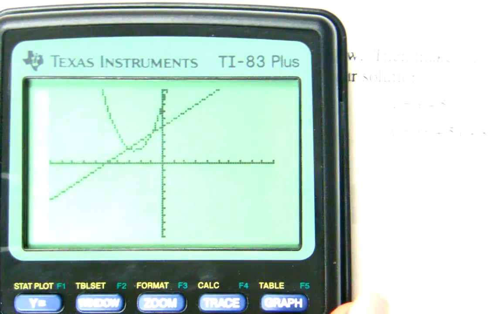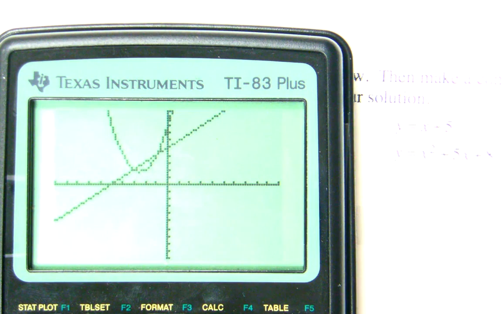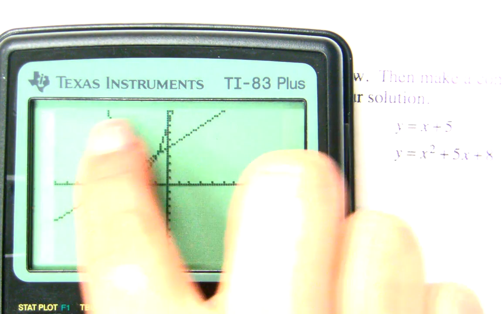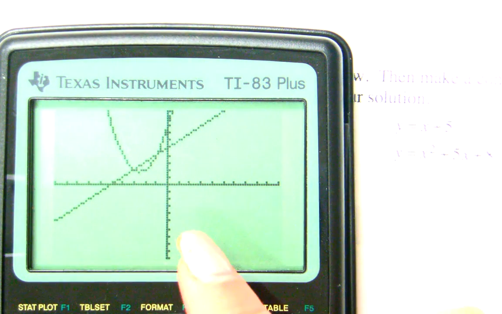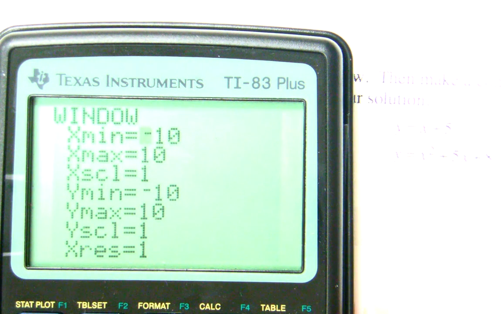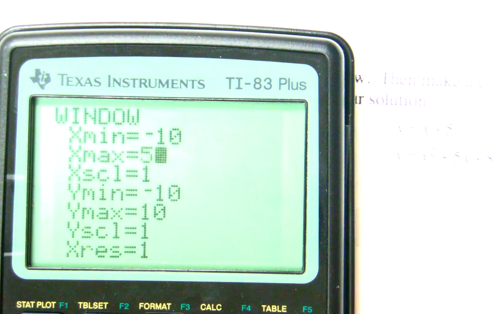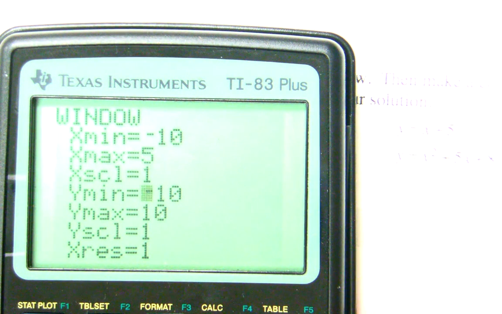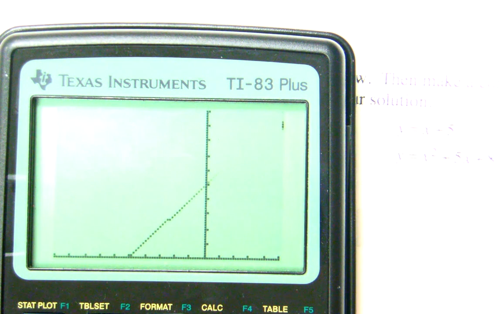So here's your 2. And I'm going to change the window really quickly so we can actually see what's happening up in this side. We're going to go from negative 10, let's do x max at 5, and then 0 to 10 is fine. Let's see what happens.